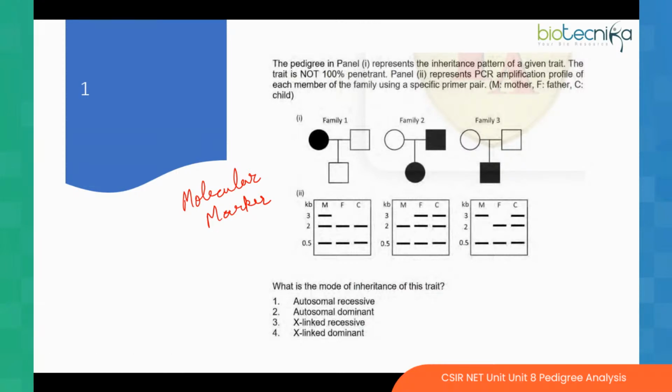Okay, I want you all to try. I'm giving you 2 minutes. So the pedigree in panel 1 represents the inheritance pattern of a given trait. The trait is not 100% penetrant. Panel 2 represents the PCR amplification profile for each member of the family using a specific primer pair. M for mother, F for father, and C for child. So panel 1 shows the pedigree chart, and panel 2 shows the molecular marker data. What is the mode of inheritance of this trait?